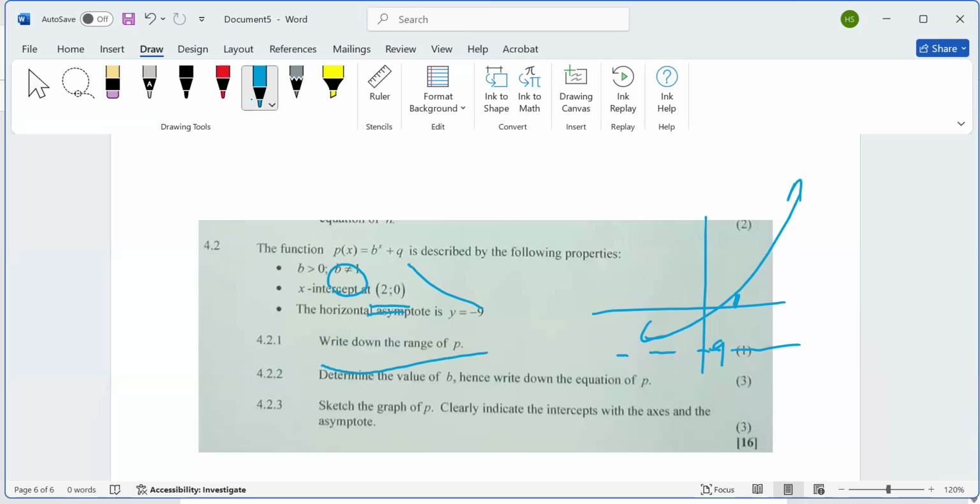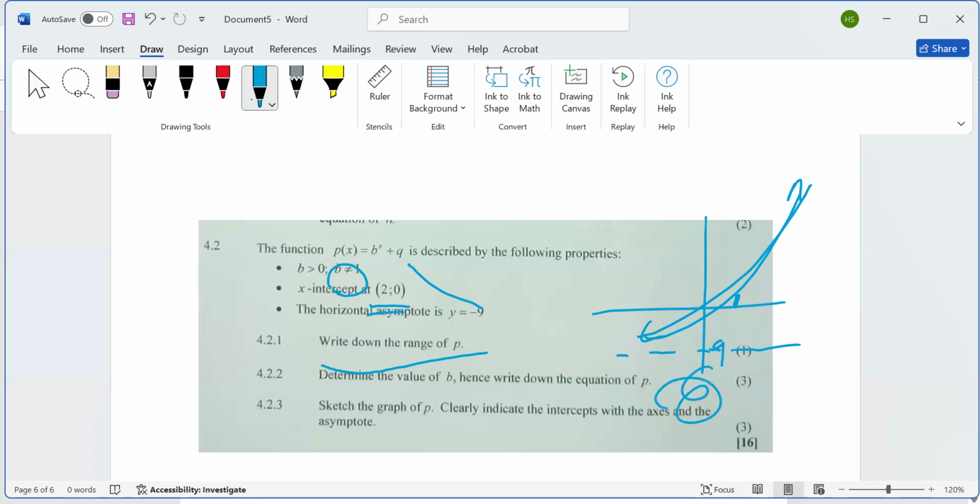Now, they want to know what the range is going to be. Range is the possible y values. What are going to be the possible y values? If I do this with my hand, is there any part of the blue graph that you see? Is there anything below -9 that you see?